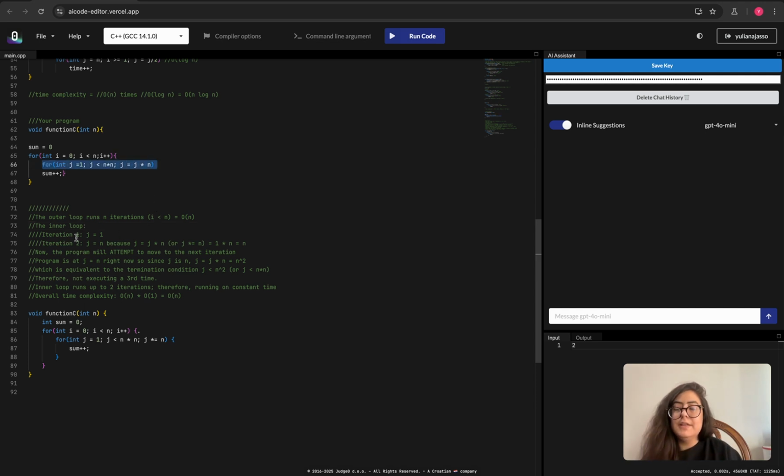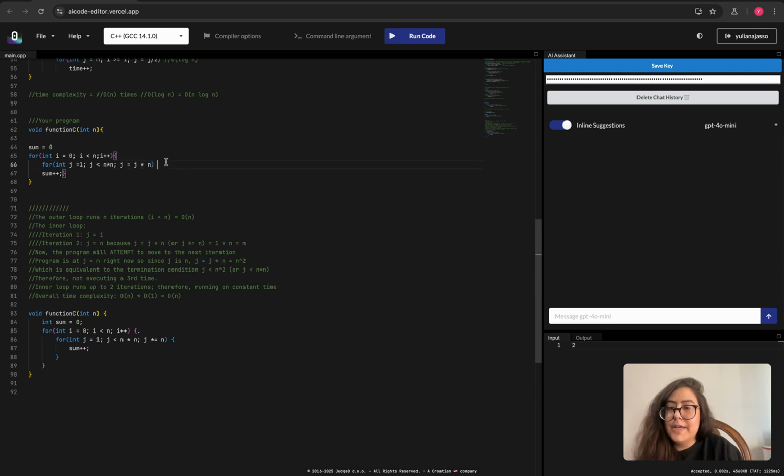Let's pretend we're actually going through the program. Our first iteration is at j equals 1. Of course, we start here, right? It is going to run one time. Now we're going to go to our second iteration. Because j is now n, j equals n because of the first iteration that we went through.